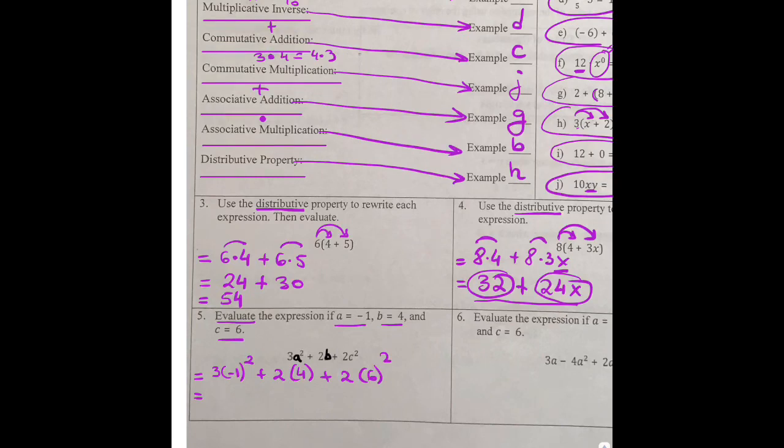Order of operations. I start with the parentheses. There's nothing for me to do inside of the parentheses, so next thing I do is exponents. 3 times -1 squared gives me -1 times -1, which is +1, plus 2 times 4, plus 2 times 6 squared gives me 6 times 6, which is 36.